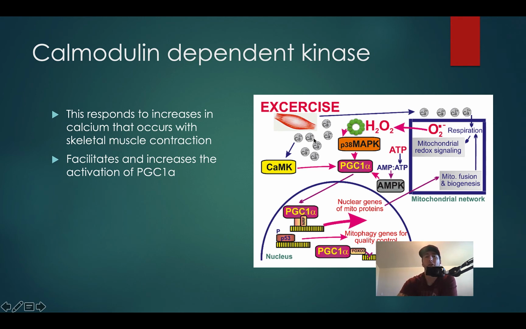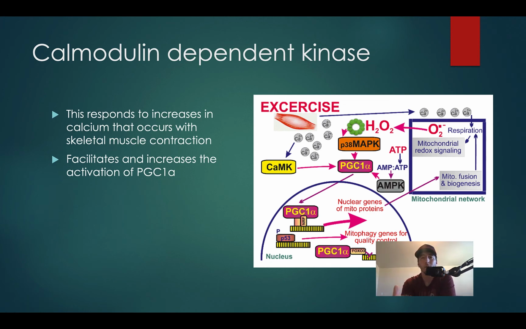So exercise increases calcium, which increases calmodulin-dependent kinase, which is going to increase PGC1 alpha, which is going to increase nuclear genes for mitochondria, which is going to create new mitochondria, which means we're going to get an increase in respiration, which means that we're going to be able to actually increase the amount of peroxide or the amount of free radicals, increase the amount of peroxide, free radicals get handled by MAP, right? Like you can see how this kind of creates a circle.